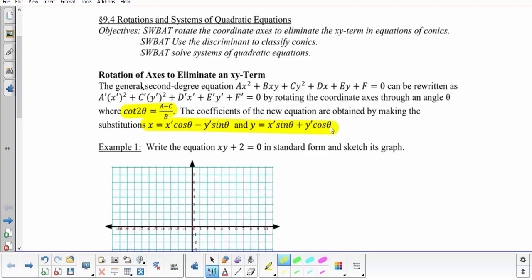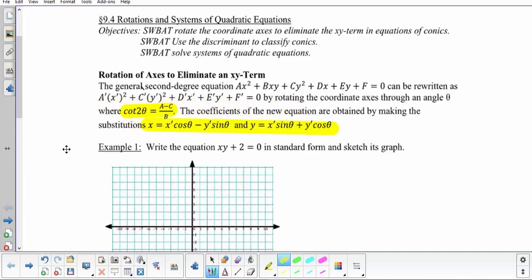One of the things I like about this section is it puts together not all of, but a lot of the math that we've done this year. It goes back to using trig and the unit circle. We solve systems, we use algebra. So there's a lot that happens that makes it a nice culminating topic for the end of the year.